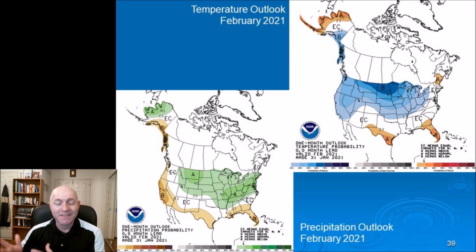These are the forecast anomalies, going back to what we said before. These are how we expect the internal variations of the climate to react in this four-week period that is February 2021.